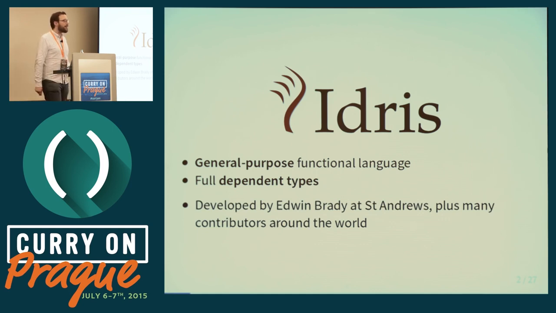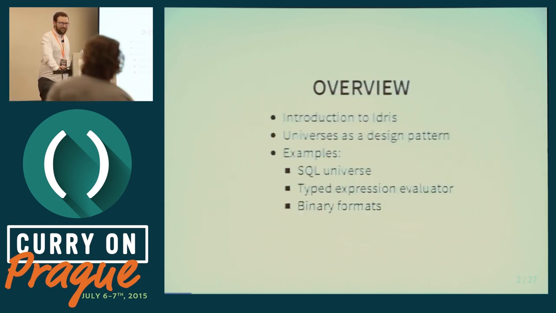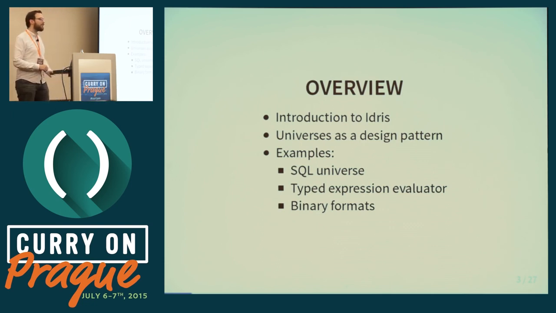It's developed by Edwin Brady at the University of St. Andrews, but we have people all around the world contributing, myself included, and you're welcome to become one of them afterward if you think this is inspiring. So I'm going to start off with a little introduction to Idris and some things in dependent types that you may not have seen before. Then talk about universes in this framework of design patterns, vaguely reminiscent of the Gang of Four book. And then walk through 3 concrete examples in increasing complexity.